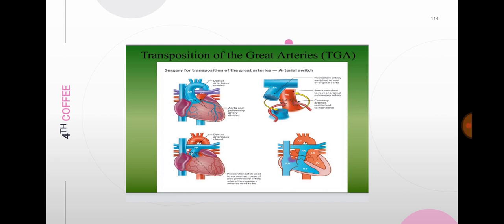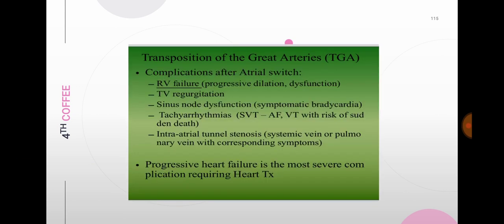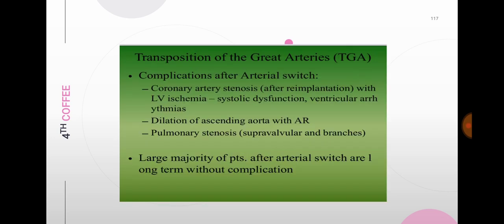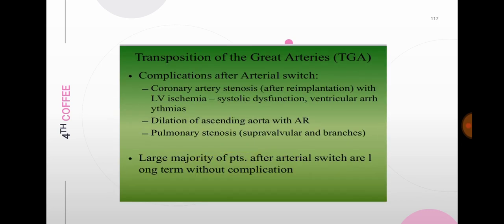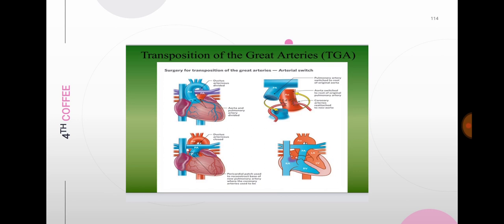You switch the atrium. And then you have your arterial switch. Make them look normal again. So you bring the pulmonary artery back to the right, and then the aorta back to the left. Sounds so simple, no? Sounds so simple.